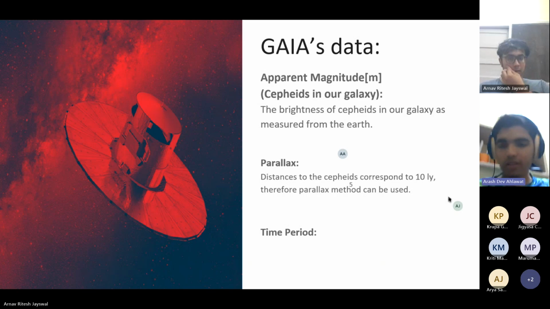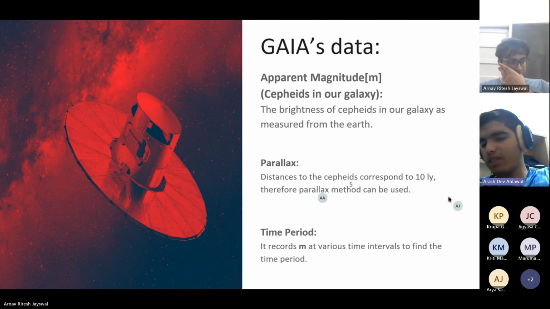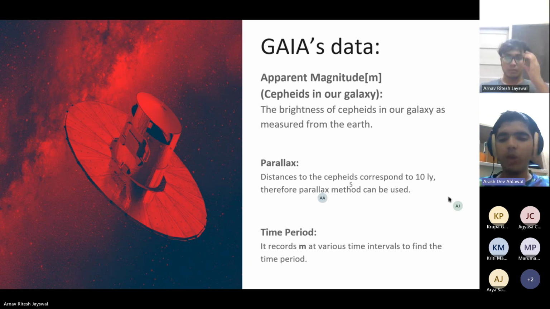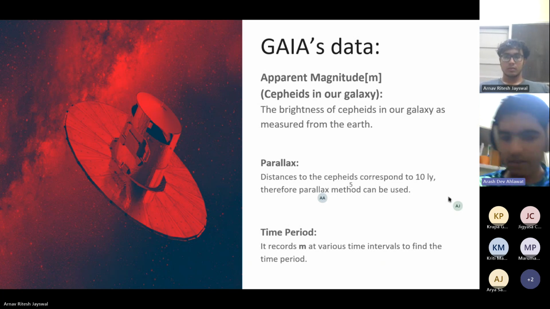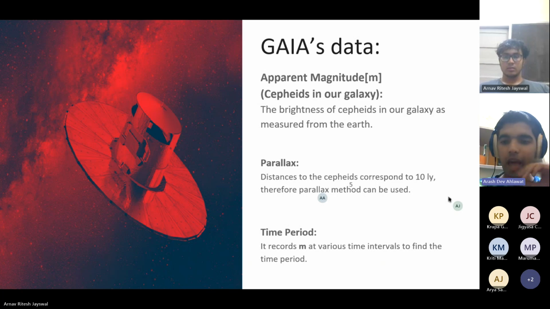Now, how will we create a model? As it measures the distance, we know the distance modulus formula. It's m minus M equals 5 log of distance minus 5. With the help of the parallax method, we'll get data about the distance. As we get data about the distance, we have two variables, m and capital M. It also measures the apparent magnitude, as we just discussed. So now we only have one variable, capital M. So we'll be able to figure out the absolute magnitude of the Cepheids in our galaxy using the distance modulus formula.